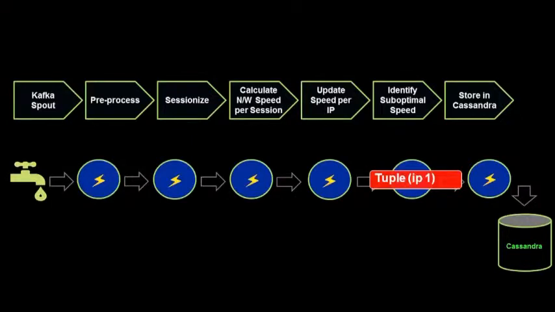And then this bolt identifies the actual speeds that are less than or equal to the suboptimal threshold that we have defined for our data. The final bolt extracts the information that we need and stores it in a column family in Cassandra. From here, we can use it for additional batch processing, real-time processing, as well as visualization.